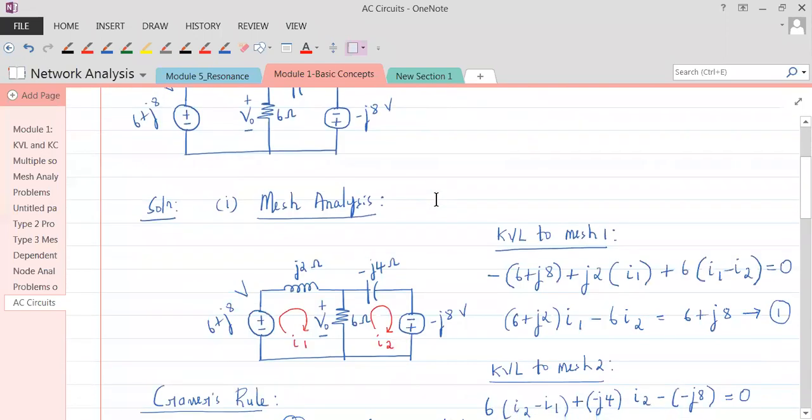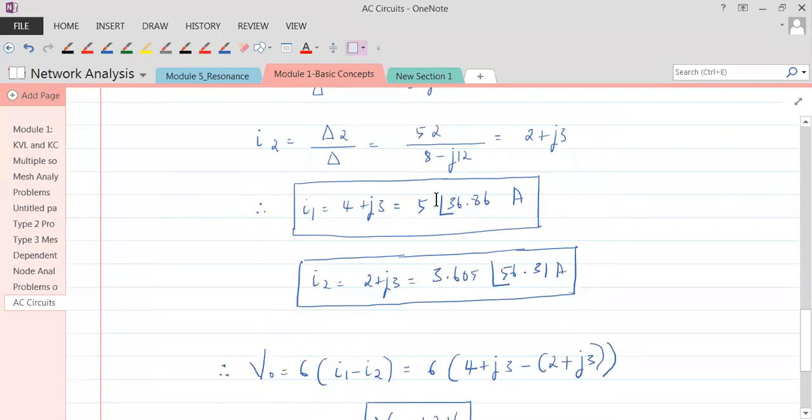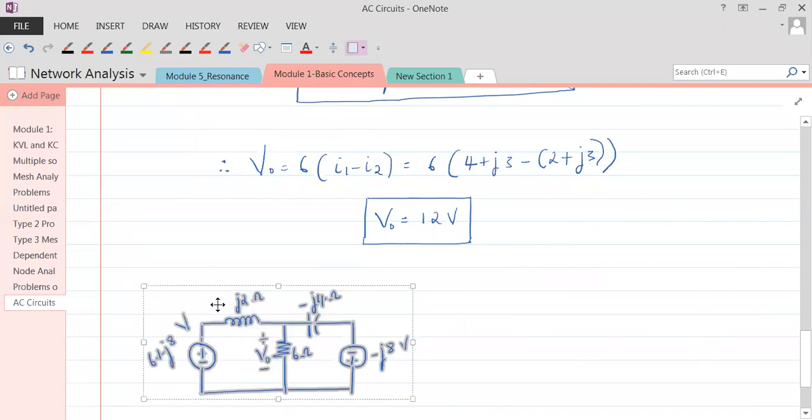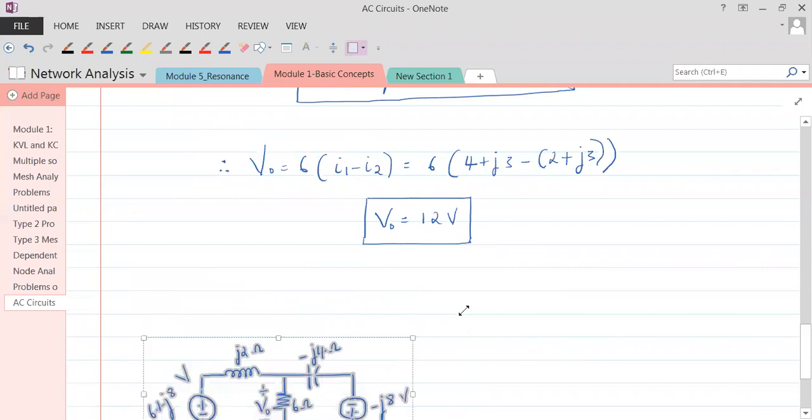Okay, so let's go with node analysis now, fast. Let's go with node analysis. The same circuit, we shall do by node analysis. You can see the calculations later on. Now you can just concentrate here. Second one by node analysis.